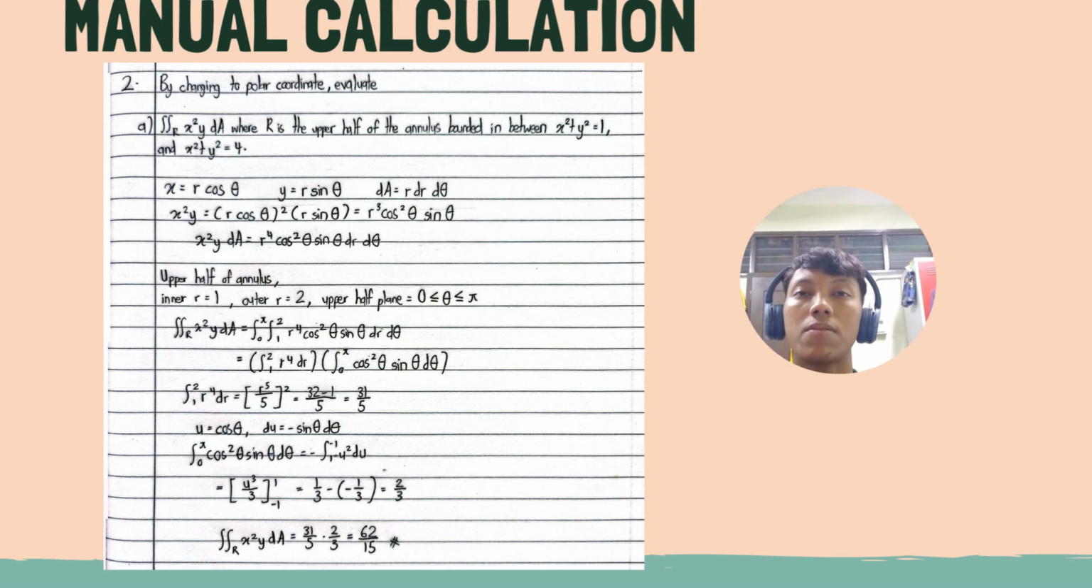For step 3, we need to separate the integrals into the radial integral, which is 31 over 5, and the angular integral, which is 2 over 3. For step 4, we multiply the results, and the final answer is 62 over 15.